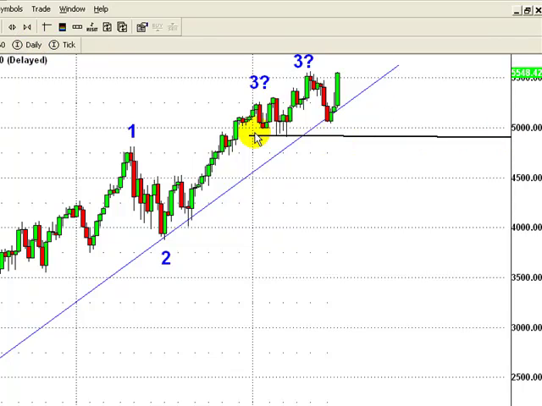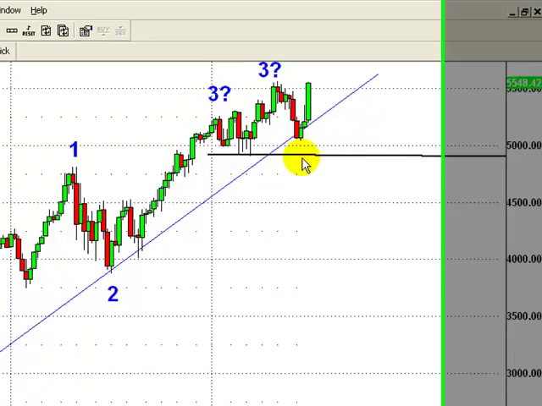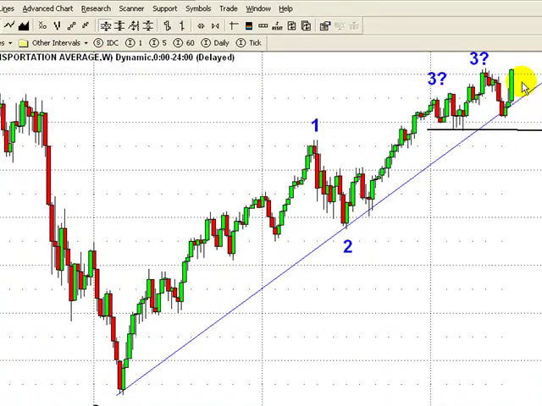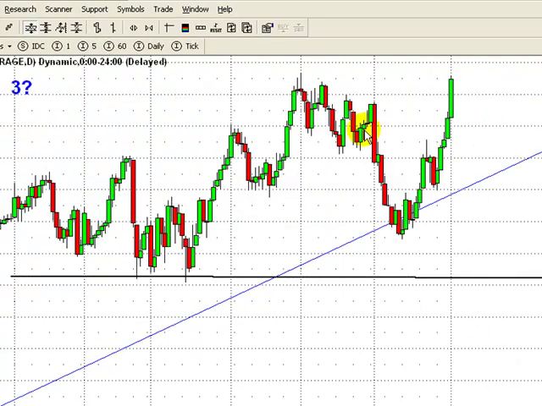Now you see the line here. Only a solid break of this line would look like something that opens the gate for a bearish discussion. Then we can discuss the bearish case, because as long as it stays above this black line, there is absolutely no point whatsoever to discuss the bearish case in the case of the Dow Jones Transportation average. No point whatsoever.